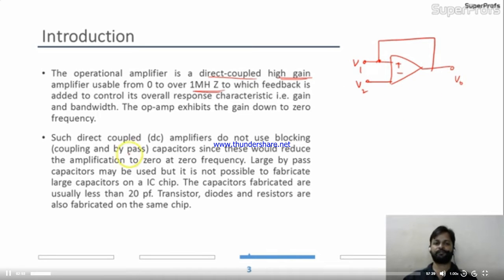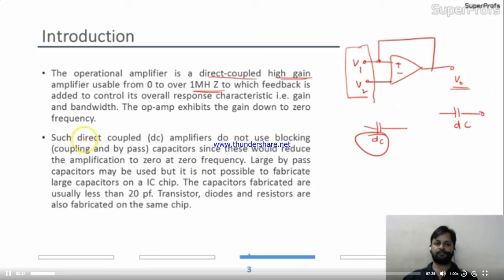Is it okay friends? Such direct coupled DC amplifiers do not use blocking, coupling and bypass capacitors. See, in the BJT circuits we were using some coupling capacitors, right? At the output stage we were using them to eliminate the DC, and at the input stage we were using them to add the DC. In this, nothing is there. You just have to apply V1 and V2 on two of the terminals and get the output.